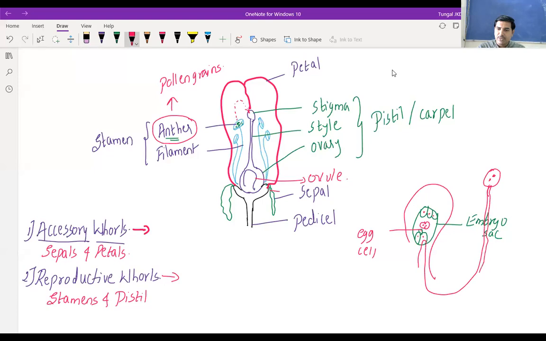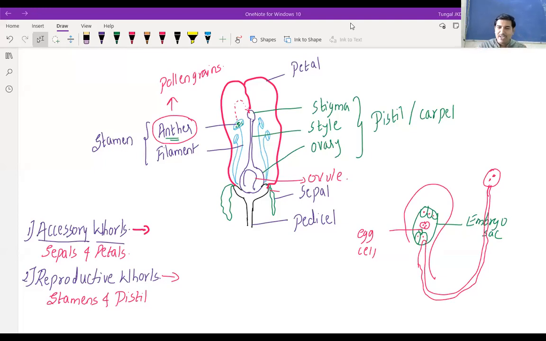In this way a tube is formed. This is said to be the pollen tube. This pollen tube releases the male gametes inside the embryo sac. Then the process of fertilization occurs. When fertilization happens, the male nucleus and the female nucleus, the egg cell, fuse. That process is called fertilization. After fertilization, the flower is converted into fruit.